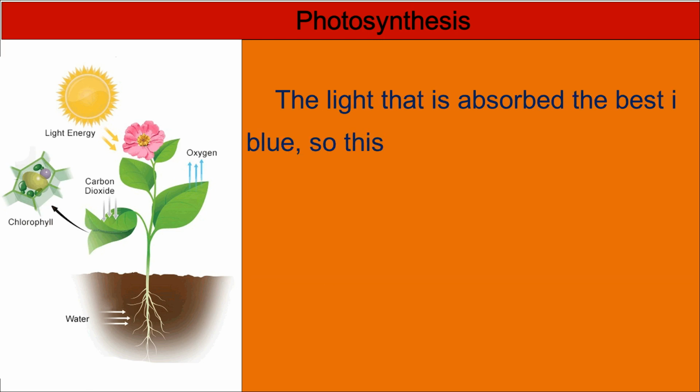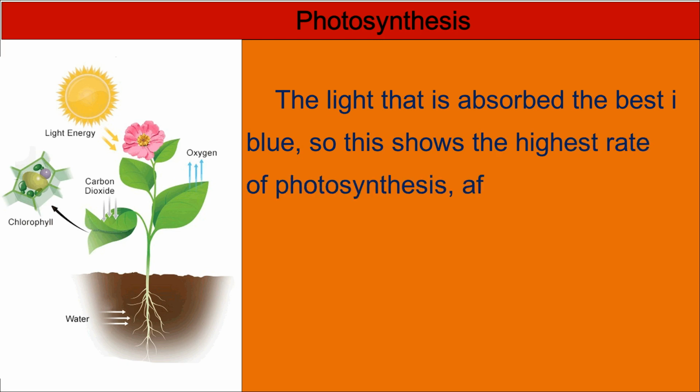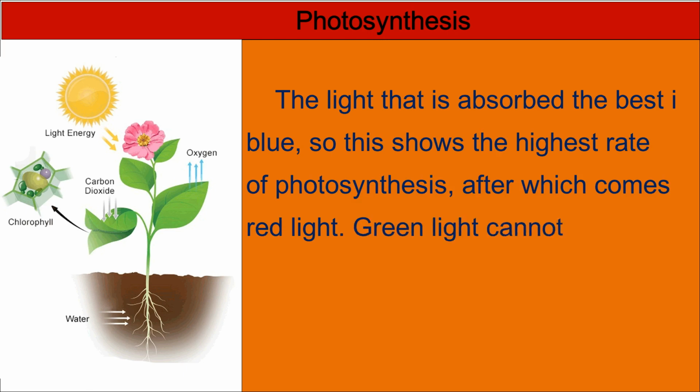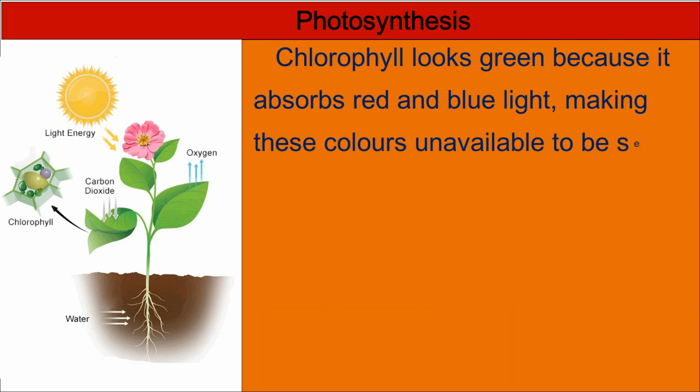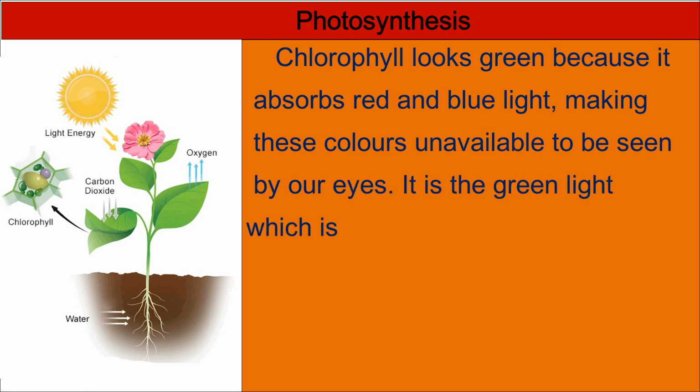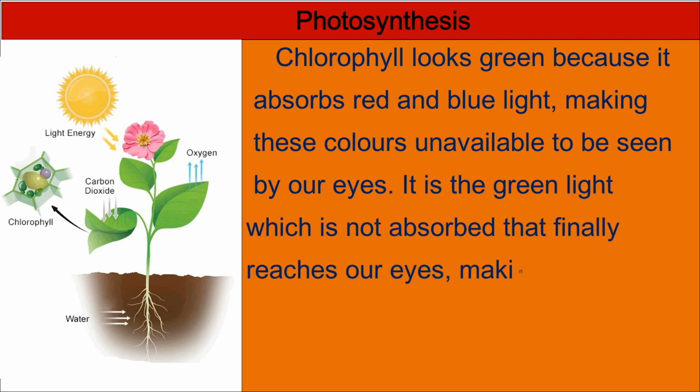The light that is absorbed the best is blue, so this shows the highest rate of photosynthesis, after which comes red light. Green light cannot be absorbed by the plant, and thus cannot be used for photosynthesis. Chlorophyll looks green because it absorbs red and blue light, making these colors unavailable to be seen by our eyes. It is the green light which is not absorbed that finally reaches our eyes, making the chlorophyll appear green.